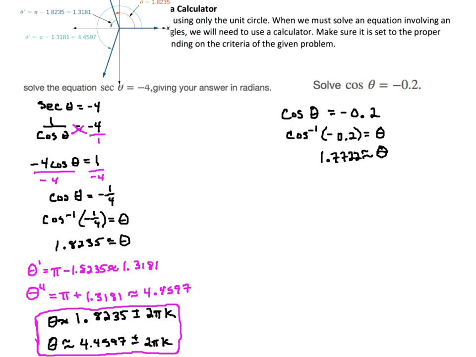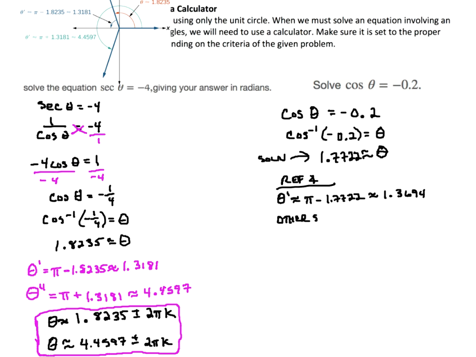So that is one of my solutions, but I need to find the reference angle and add the reference angle to pi to get my other possible solution. So the first thing I'm going to do is, this is a solution, and now I'm going to find the reference angle. I'll call that theta prime. Theta prime is approximately pi minus 1.7722, which is approximately 1.3694.